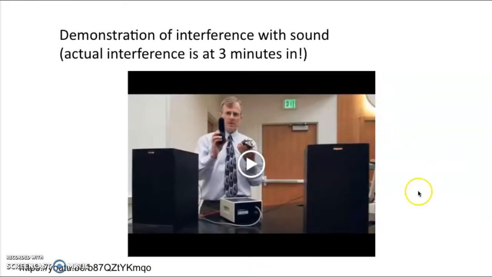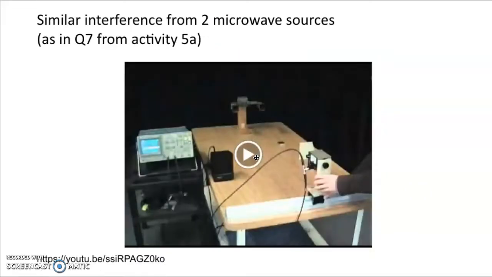I've shown you this with water waves. You can do the same thing with sound. If you're playing this, I would go 3 minutes into the video because that's where he's actually demonstrating the sound. And same thing with microwave radiation, which has a wavelength which is pretty convenient, 3 centimeters. As you move this backwards and forwards, you observe the interference being either constructive or destructive because of the path difference between the two microwave sources.